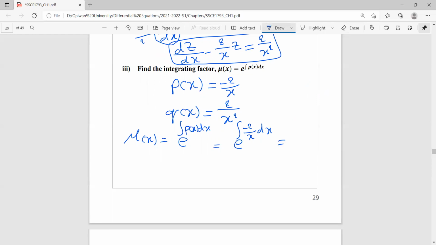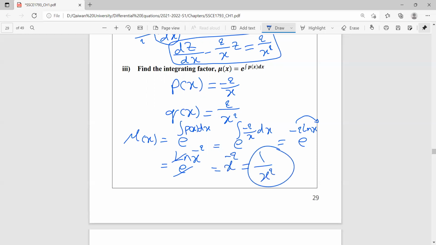So it equals e to the power minus 2 ln x, and it equals e to the power ln x to negative 2, by using properties of logarithm. And it equals x to negative 2, which is 1 over x squared. This is the result. This is the integrating factor, mu of x.